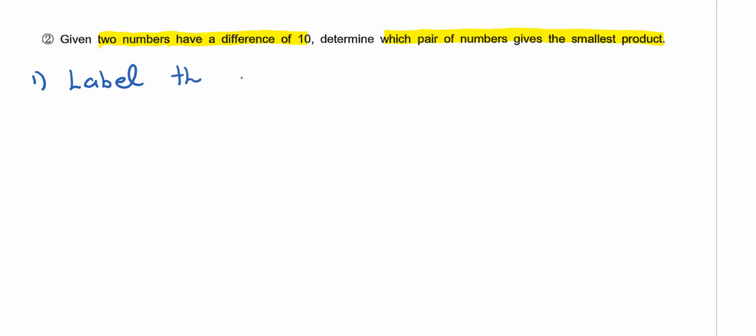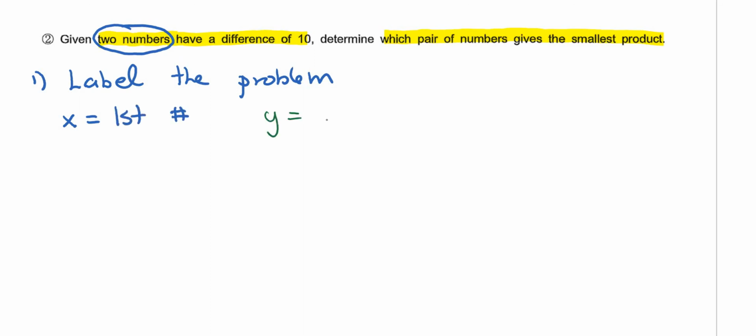First, we want to label the diagram, or how about we just label the problem, I guess. There's no diagram here. So we're given two numbers, so we can let x be the first number, and then y can be the second number. All right, so that's labeling the problem. And for step number 2, I need to find the derivative equation.